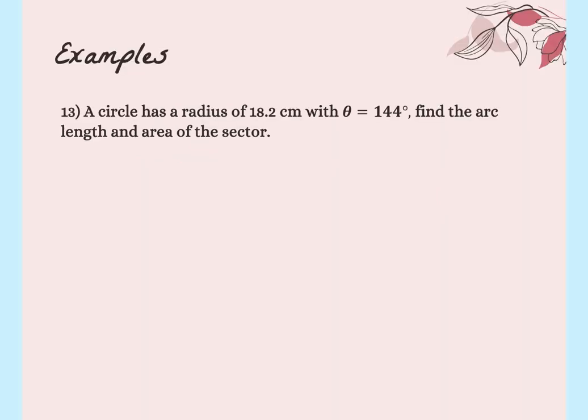All right, 13 says, the circle has a radius of 18.2 centimeters with theta being 144 degrees. Find the arc length and area of the sector. So what's different this time? It's in degrees. Step 1 is convert it. 144 times pi over 180.